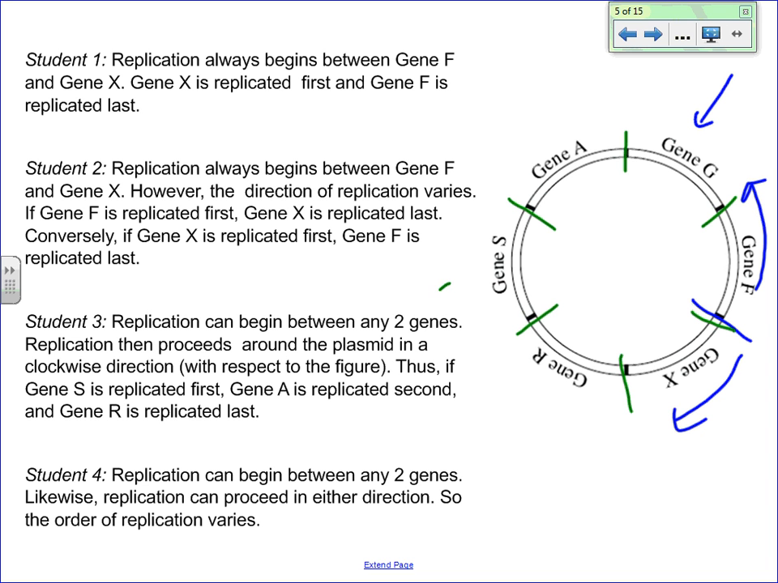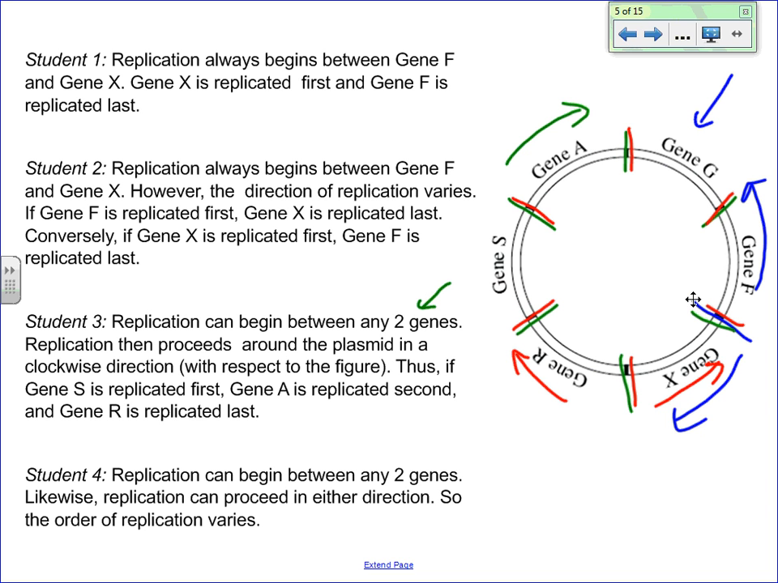Careful, now we're on student 3. Clockwise. It can only go clockwise, which is that way. All right. Last but not least, student 4 says that where can it begin? Anywhere it wants. So it can go here, here, here, here, here, here. And which direction can it go? Either direction.